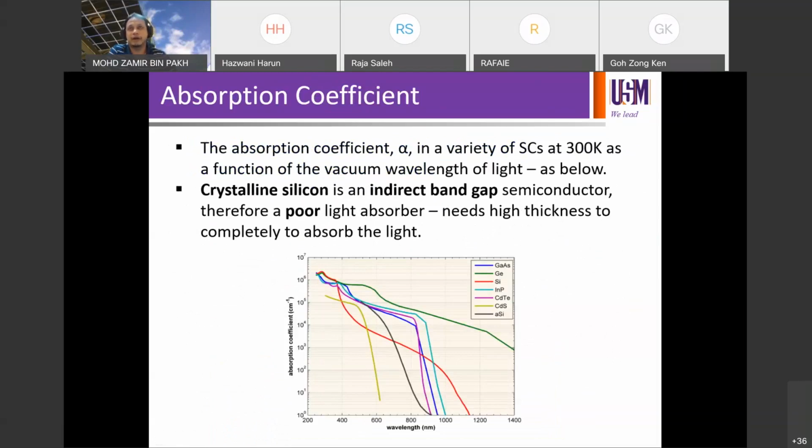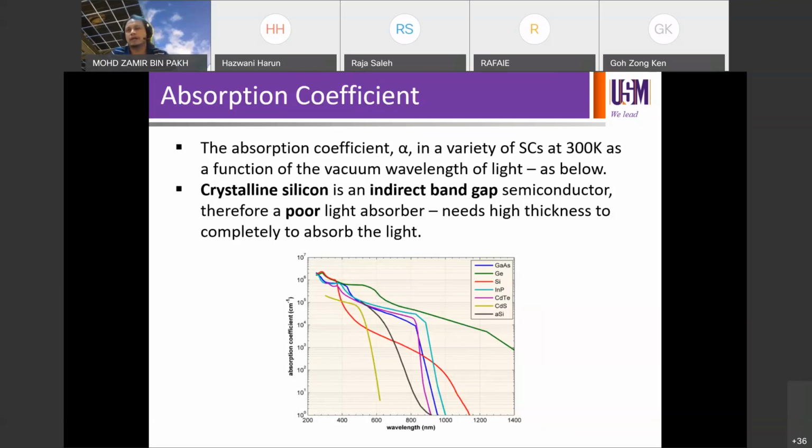So we've discussed direct band gap and indirect band gap before. We know that crystalline silicon is an indirect band gap, and germanium is an indirect band gap. Amorphous silicon is direct band gap. Gallium arsenide, cadmium telluride, what else? Indium phosphide, they are all direct band gap materials, right?